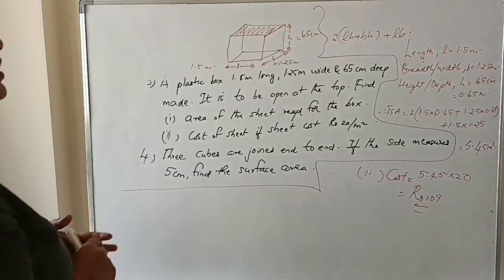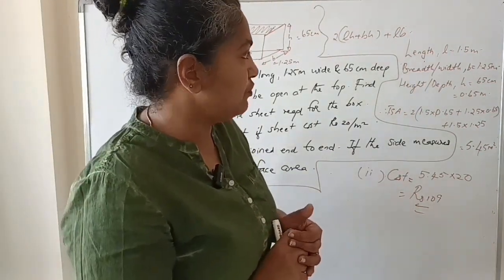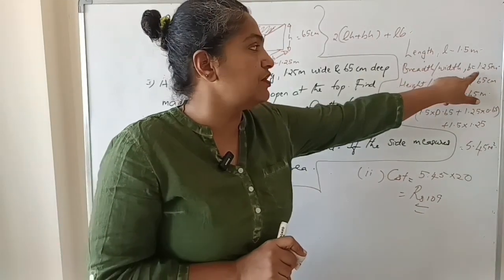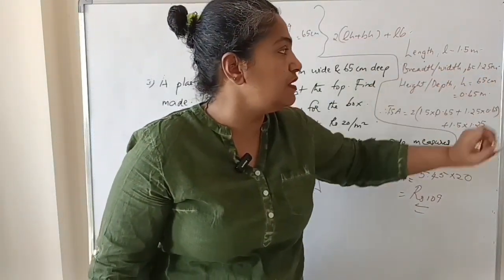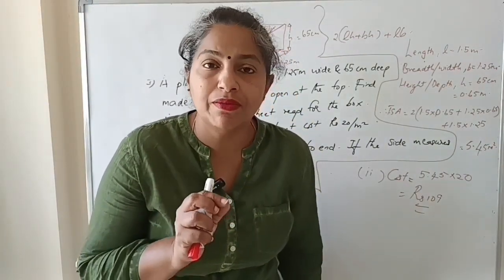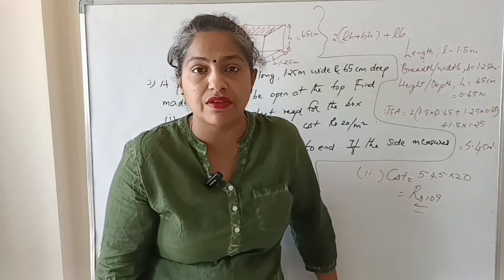So, here I have written down the steps for doing this particular sum. You can see that the length is 1.5 meters, breadth or the width I have written to be 1.25 meter and height or the depth is 65 centimeter. Now, one of the main points that you need to remember in this particular chapter are the units.